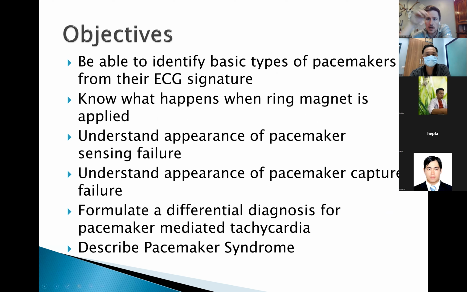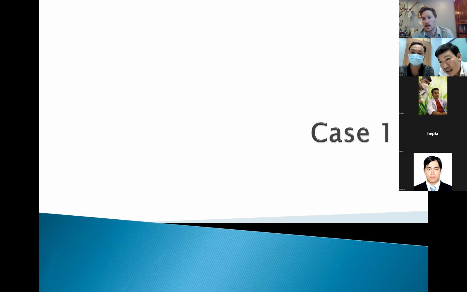So the objectives of this lecture: we want to be able to identify basic types of pacemakers from their EKG, know what happens when we apply a ring magnet to a pacemaker, understand the appearance of pacemaker sensing failure, understand the appearance of pacemaker capture failure, formulate a differential diagnosis for pacemaker-mediated tachycardia, and describe pacemaker syndrome. So a lot of objectives, and we'll see what we can get to in our time frame. I'd like to start off with case number one.